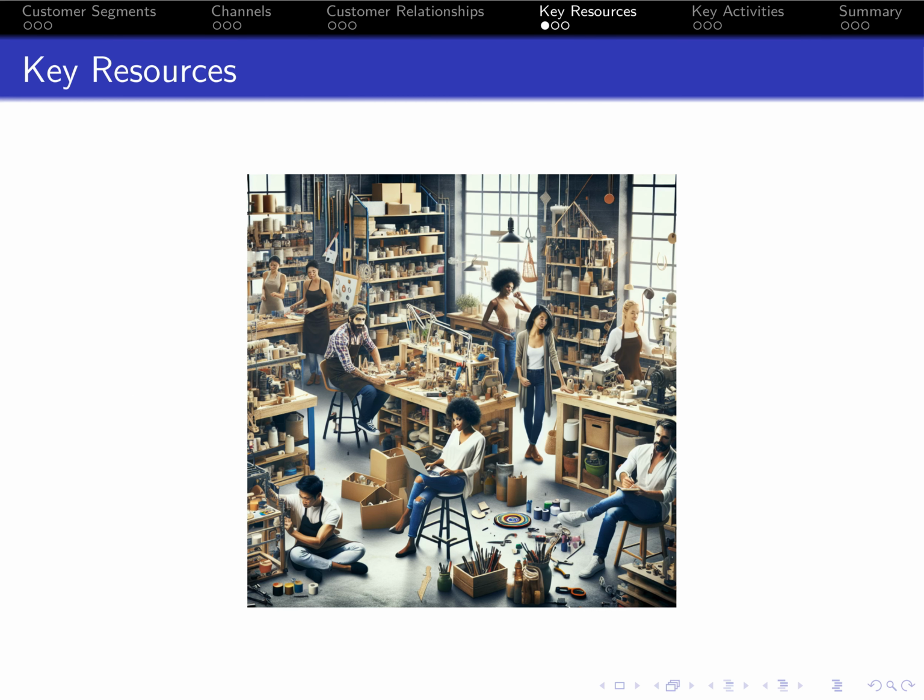In the world of business, key resources are like the building blocks that hold everything together. They can be anything from physical equipment to skilled employees, all working in harmony to help a business thrive and grow. Without the right mix of key resources, a business may struggle to function effectively and reach its full potential.